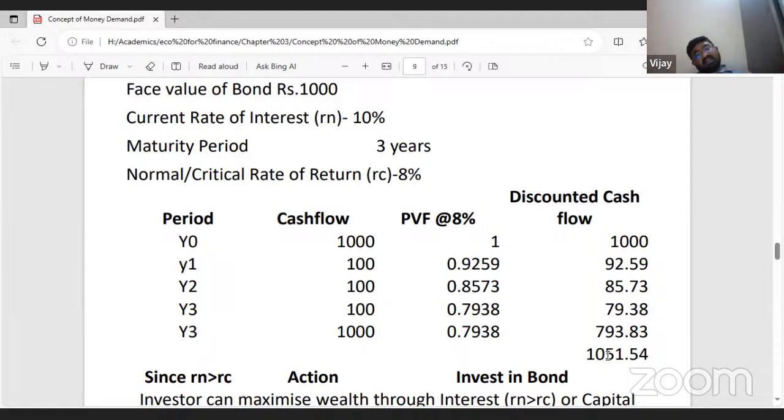Sir, 8% is the normal return on capital, the normal return on investment, whereas my bond is giving 10%, so I will invest in the bond, in order to maximize the income as well as the wealth. So here I am getting two benefits. One benefit is the interest. Another benefit is the capital gain.